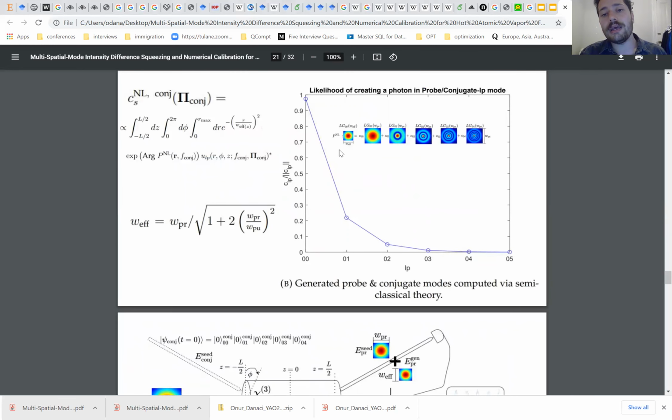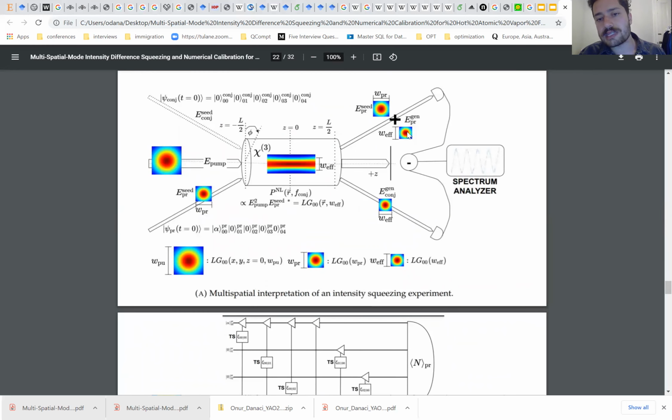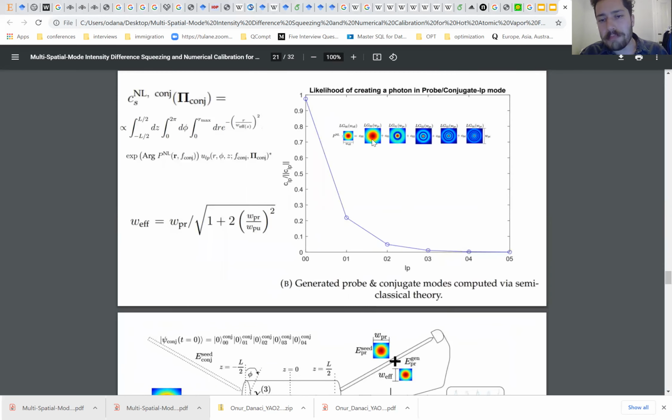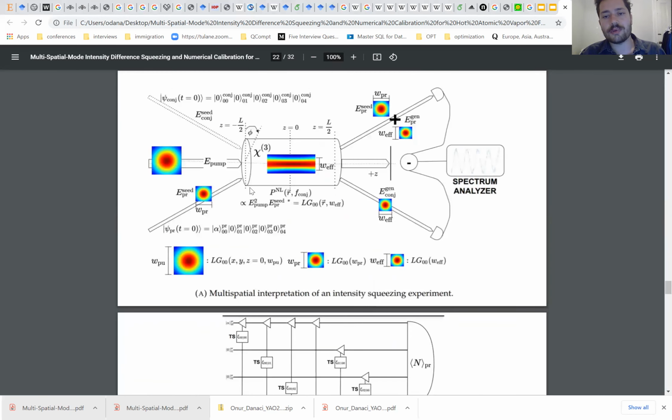And realistically, we need to take into account what sort of Laguerre-Gauss beam basis set we are using. Even though you are creating the small Gaussians in this intensity difference squeezing experiment, with a large pump you create small Gaussians. Actually, there are more modes. You are creating these modes, yes, but actually there are many other modes in this case contributing.